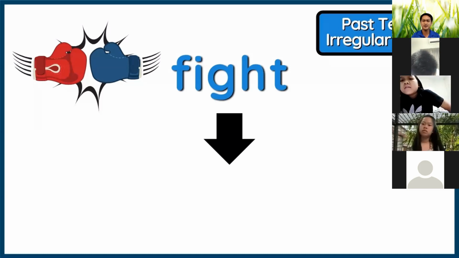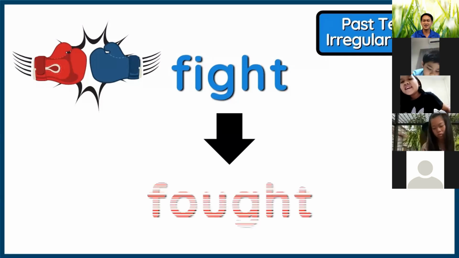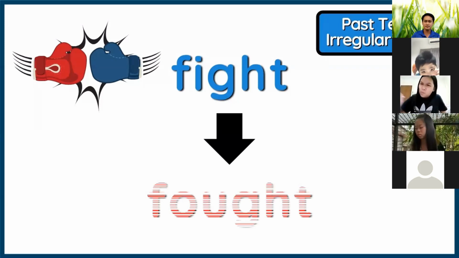What is the past tense for the verb fight? Fought. Very good. Can you spell the verb fought? F-O-G-H-T. Wrong. You're missing one letter. U. Okay. Spell it again. F-O-U-G-H-T. Okay, very good. Fought. Next.